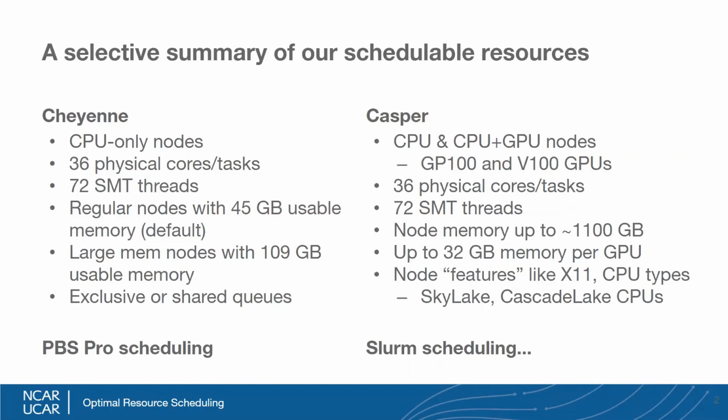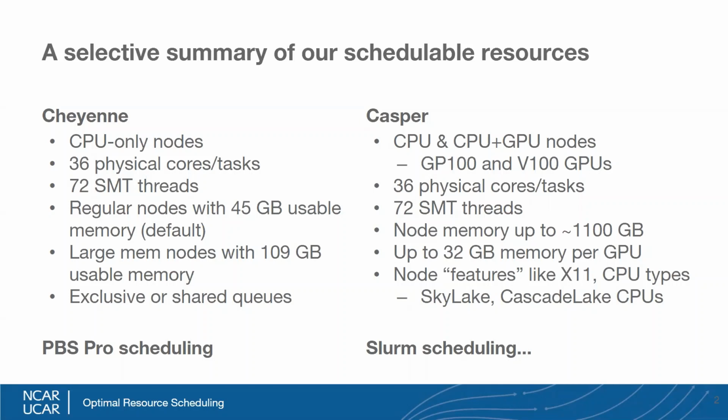It's not a consumable resource, but some nodes have X11 support for remote windows. And there are different CPU types on the nodes as well. Most of the older nodes have Intel Skylake CPUs, and the newer ones that we're installing have Cascade Lake CPUs. These aren't very different, but if you have different CPU architectures, you have to be a little bit cognizant of that when you're compiling codes, because they might run on certain nodes and not on others if you're not careful.